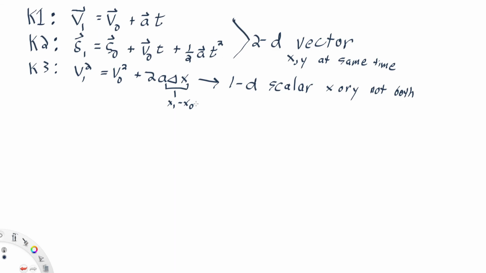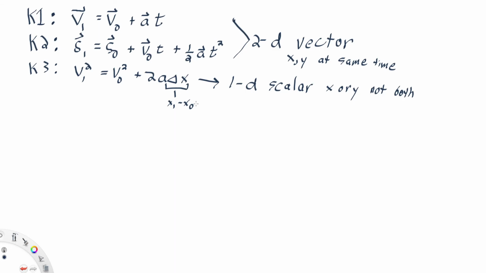So it's 2 times the acceleration times the change in whatever x is? Mm-hmm. Oh, okay. Or equivalently, it could be y instead of x, but yeah, only it's one or the other. It's not both at once.